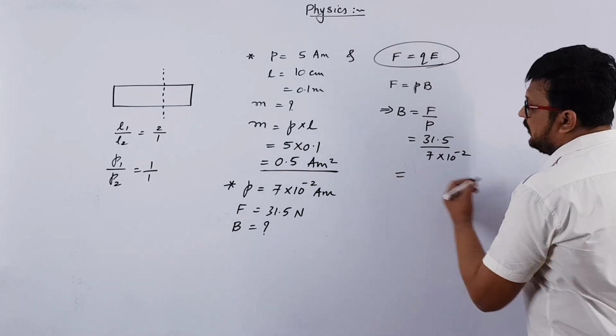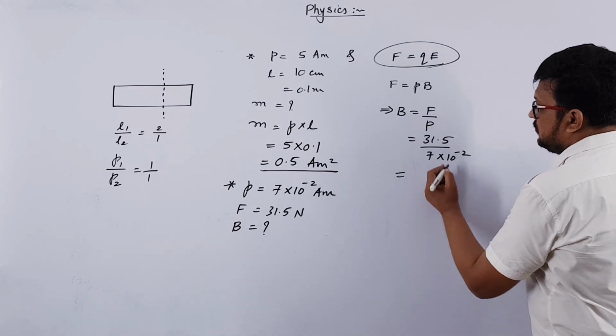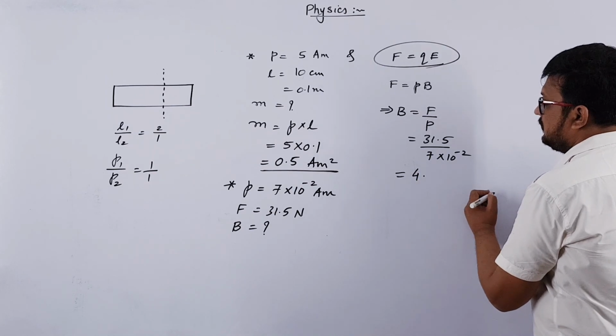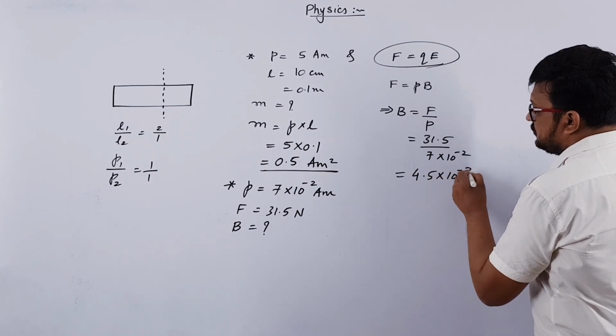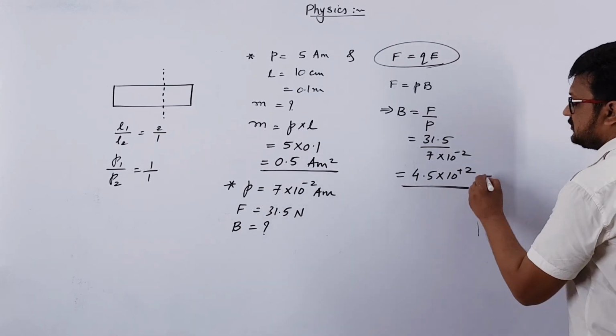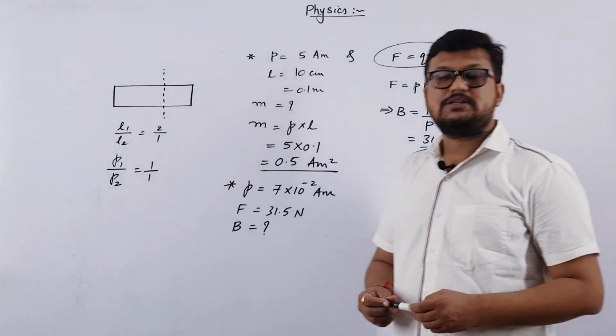So 31.5 divided by 7 gives 4.5 into 10 to the power plus 2. So the answer will be 4.5 into 10 to the power plus 2 Tesla. Clear? So these are the few MCQs for this video lecture.